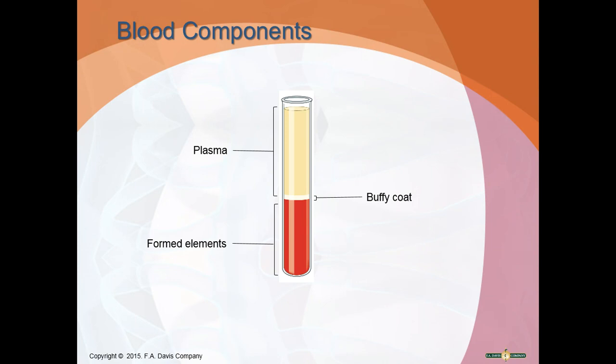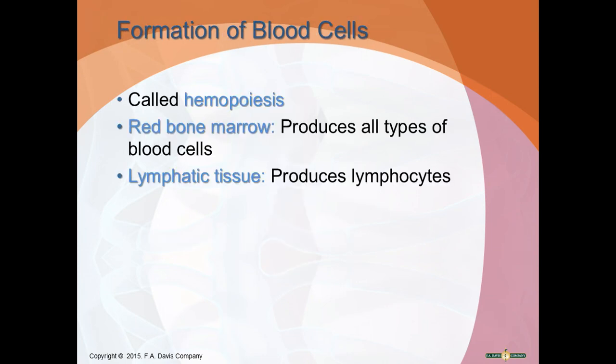It's called hematocrit. White blood cells and platelets form this buff-colored band right here, just underneath the plasma, and it's called the buffy coat. These cells are about 1% or less of the blood volume. And the combination of plasma and blood cells determines the stickiness of the blood. The formation of blood cells is called hemopoiesis.